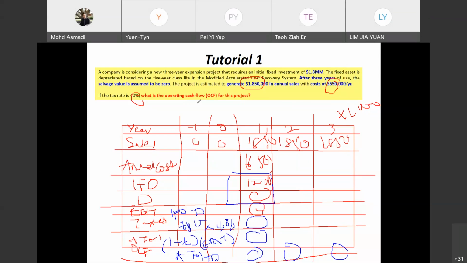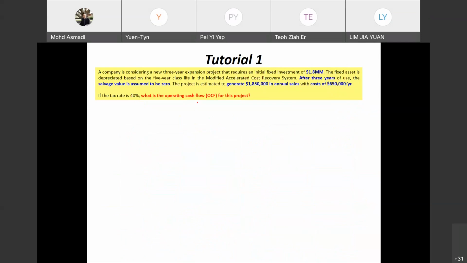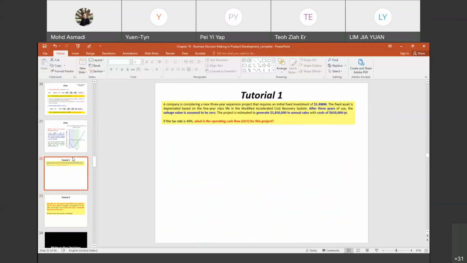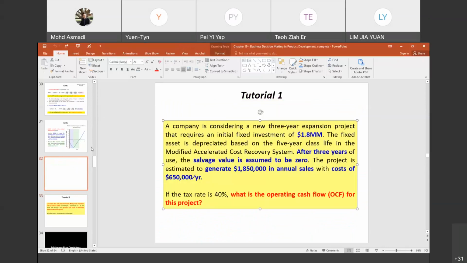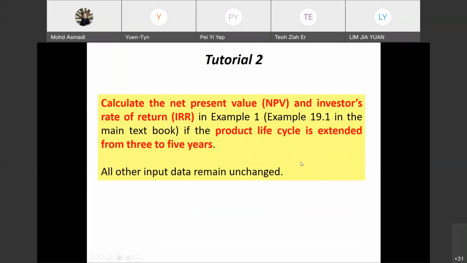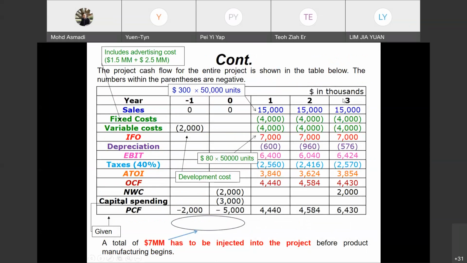Okay, let's continue. Calculate the net present value, NPV, and IRR in example 1. This one is example 19.1 in the main textbook. If the product life cycle is extended from 3 to 5 years, all other input data remain unchanged. Can you extend this one? This one is until 3 years. How about if you extend to 5 years?